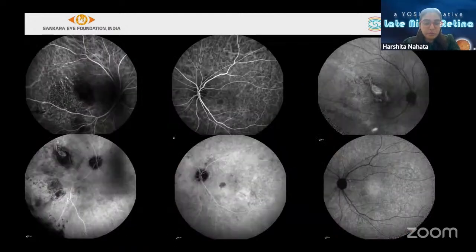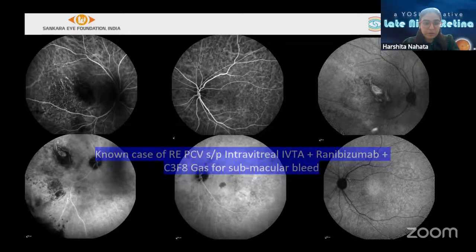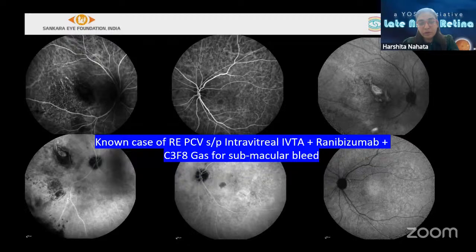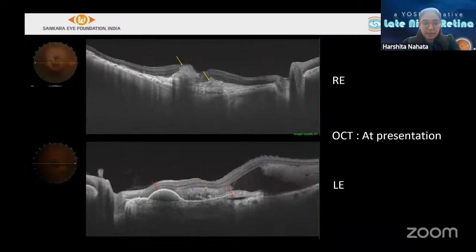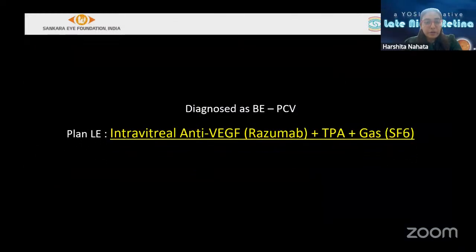These are just pictures of the patient from his previous follow-ups. As I said, the right eye had PCV and already had a history of intravitreal IVTA with ranibizumab and gas injection for a submacular bleed. Now, at presentation, the right eye had scarring, whereas in the left eye there was a significant subretinal bleed at the fovea, along with fluid and a PED, which you can see temporal nasal to the fovea. So we diagnosed him as having PCV in both eyes and planned a left eye intravitreal injection along with intravitreal TPA and SF6 gas injection.